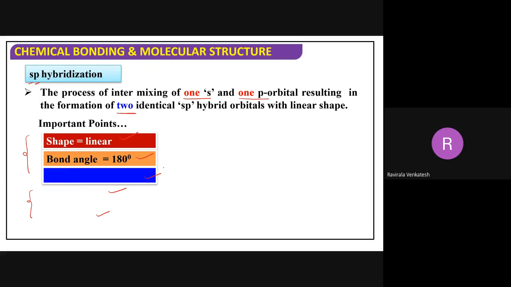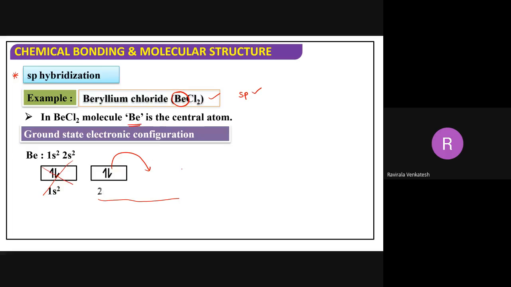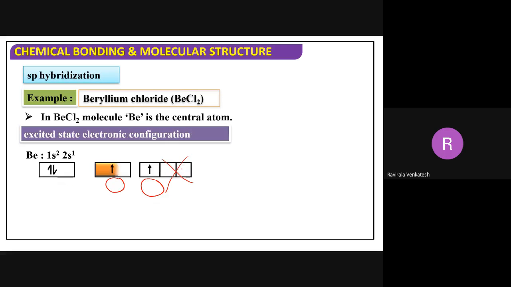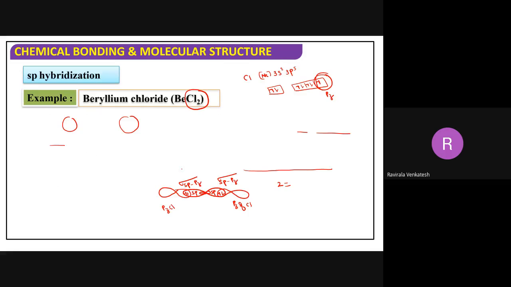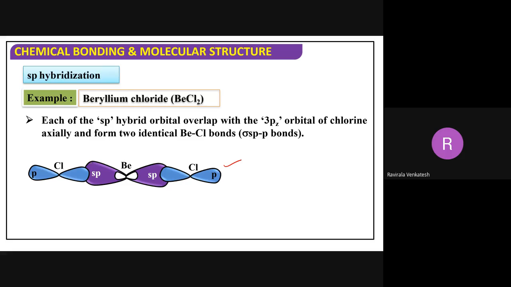How many sigma bonds do we have in the first one? You discussed this one: 2 sigma bonds only. This is about the formation of beryllium chloride. Which hybridization is it having? sp hybridization. With 2 sigma bonds like this. Here it is sigma sp-pz orbital overlap, or you can write simply sigma, sp-p.